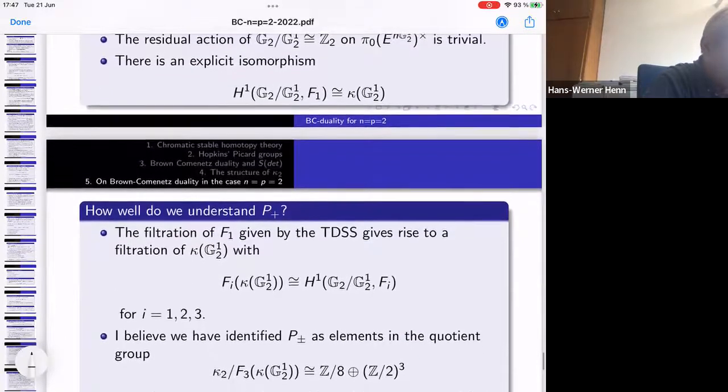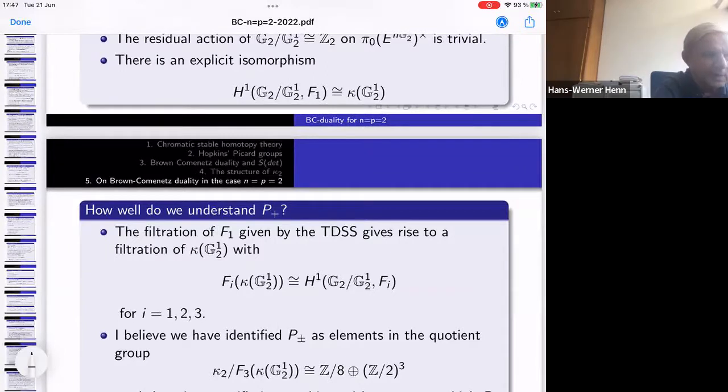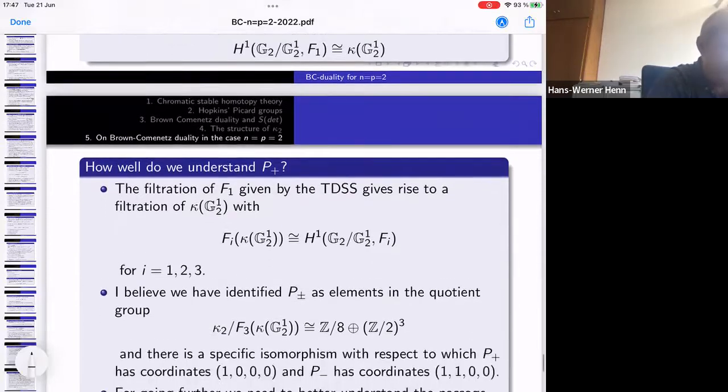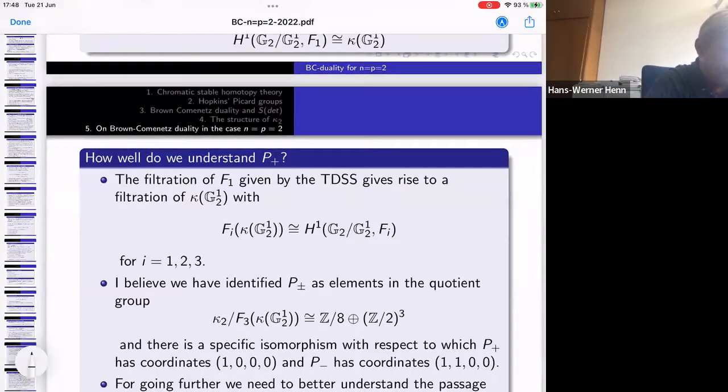And I believe we have identified P plus minus as elements in the quotient group kappa G21 modulo F3, which is isomorphic to C mod 8 plus C mod 2 cubed. In fact, there's an explicitly known isomorphism with respect to which P plus has coordinates 1, 0, 0, 0, and P minus has coordinates 1, 1, 0, 0.